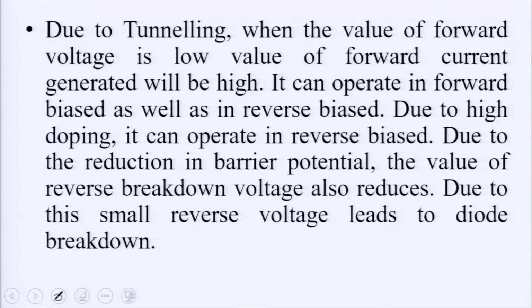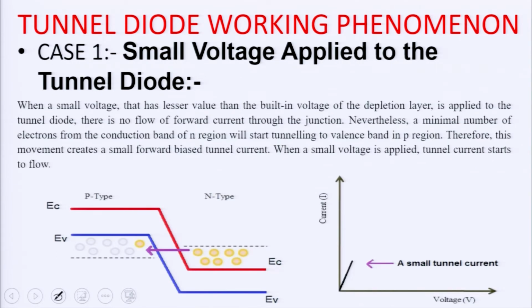Now, working of the tunnel diode. I am going to discuss the working of the tunnel diode in various phases. Now, case 1: when a small voltage is applied to the tunnel diode, then the majority carriers will conduct from the N side to the P side, and a small current will start to flow.